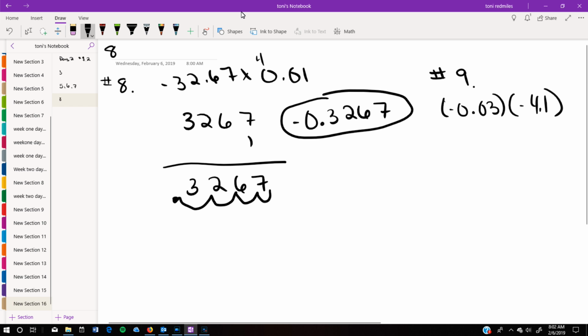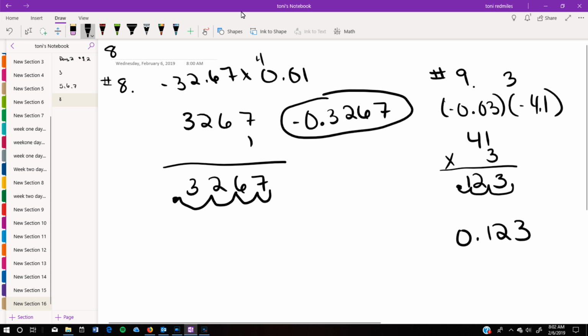All right, so both of my numbers are negative, so I know I'm going to have a positive answer, and I'm going to have 3 decimal places. So now all I have to do, I'm going to flip-flop them so that it's easier. It's just multiply the numbers. All right, so I start from here and I move my 3 places. I know it's going to be a positive because they're both negative. So there we go.